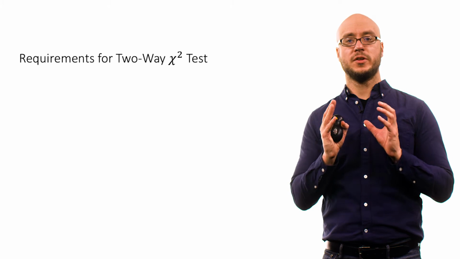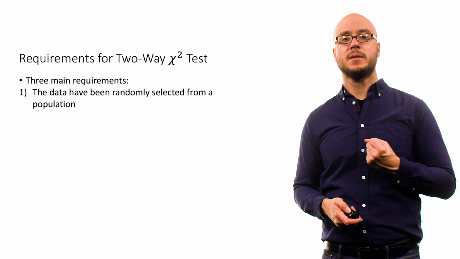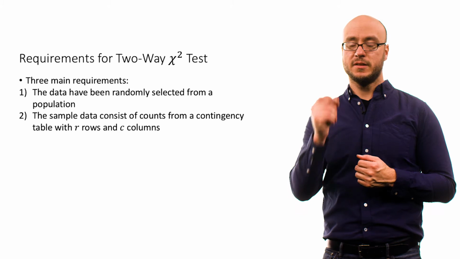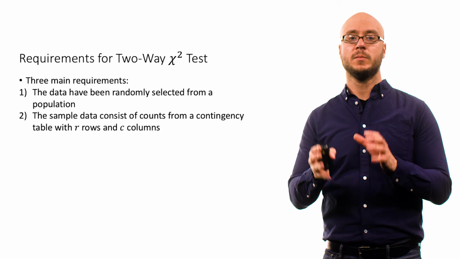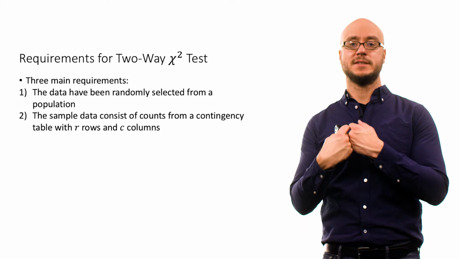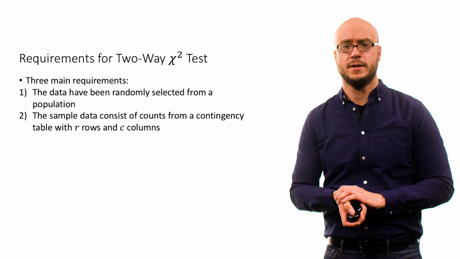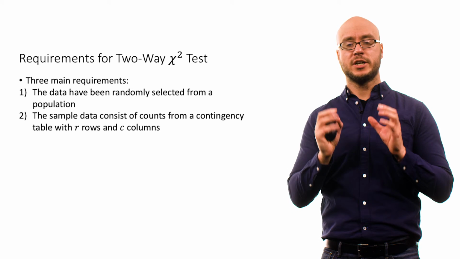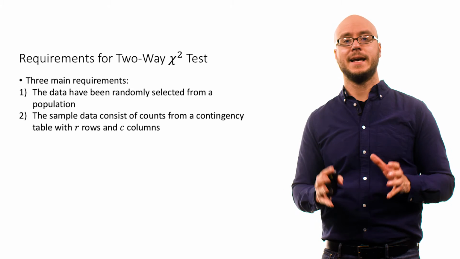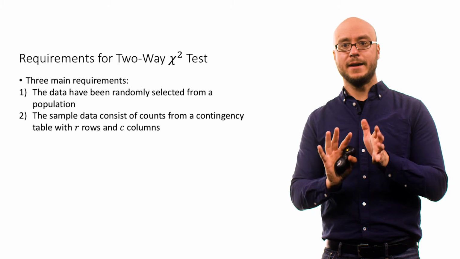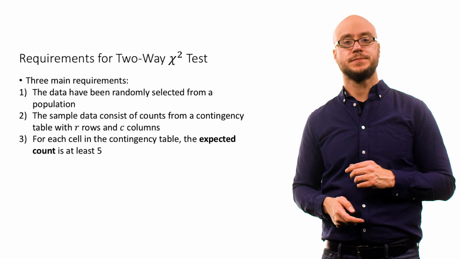There are a couple requirements for the two-way chi-square test for independence. First of all, the data should be randomly selected from a population. That's because this is an inferential test, again. If you had the population, you could just look at the data itself. But since we don't, we're using this random sample to say, do we think in the population, these two categorical variables are independent or dependent? The sample data should consist of counts or frequencies from a contingency table with R rows and C columns. All that's saying is that the data should entail categorical variables of counts from a contingency table with two variables.